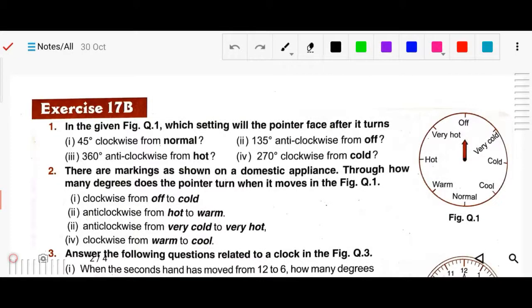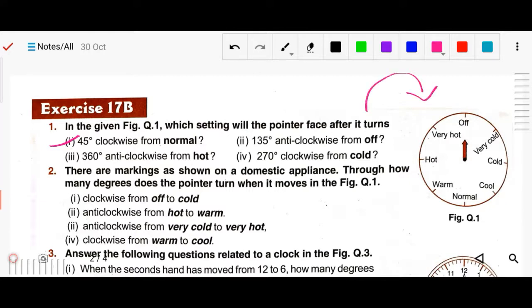Now we will solve exercise 17b. So the first question, in the given figure, question number 1: where will the pointer face after it turns? Let's check that. The first question is 45 degrees clockwise from the normal. Clockwise means we will move this side.